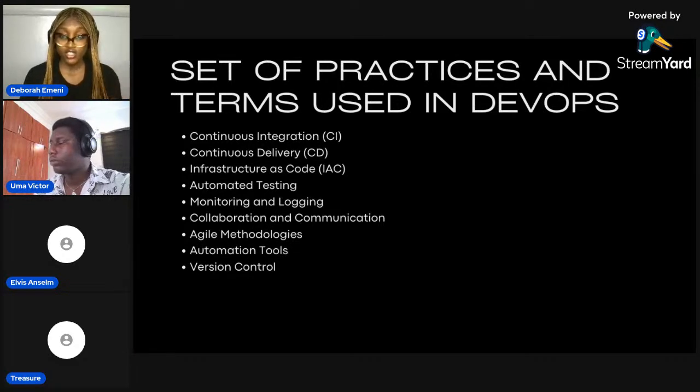I'm not going to spend time explaining these terms because the speakers are going to handle them in their sessions. So I'll just give a brief overview of what they mean, right?